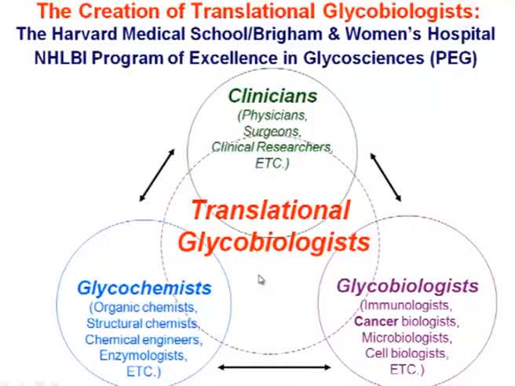So we feel that by training the glycobiologists and the glycochemists on relevant clinical principles, we'll be able to create translational glycobiologists. So rather than focusing on turning clinicians into glycoscientists, we're focused on turning glycoscientists into people who understand clinical medicine and understand the human condition. And that is the essence of this training program.